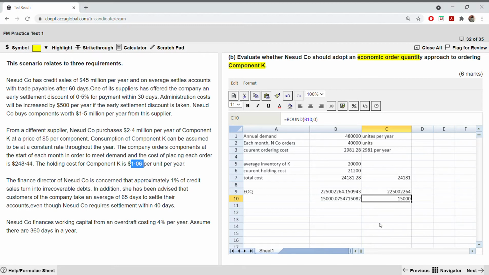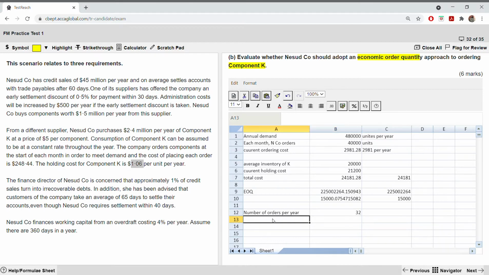Now, number of orders per year. Next you have to find the number of orders per year. So now your annual demand is this much divided by how many orders? This 15,000. It is 32 orders per year.